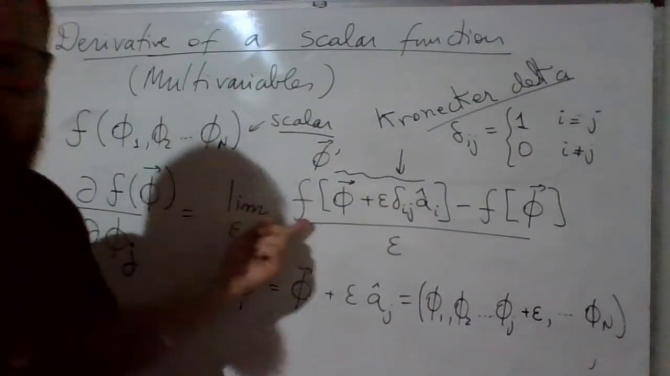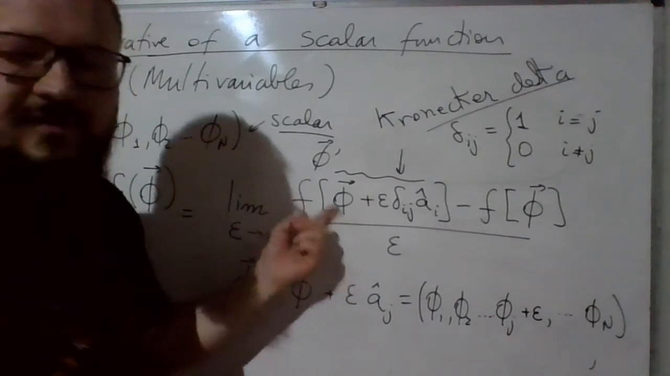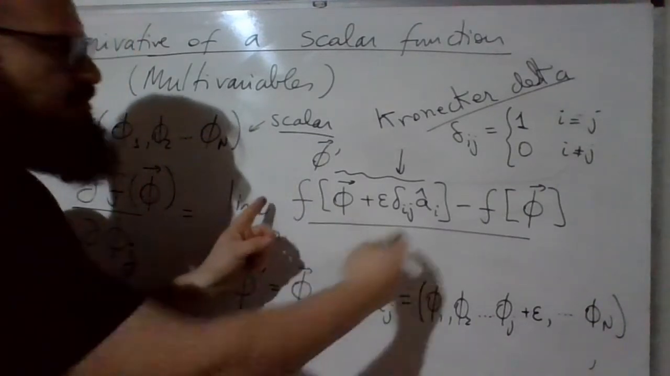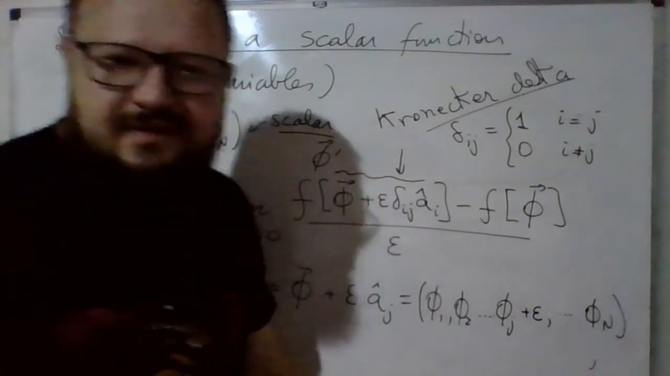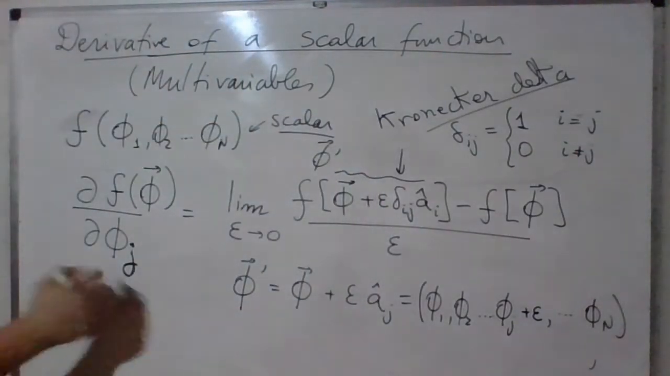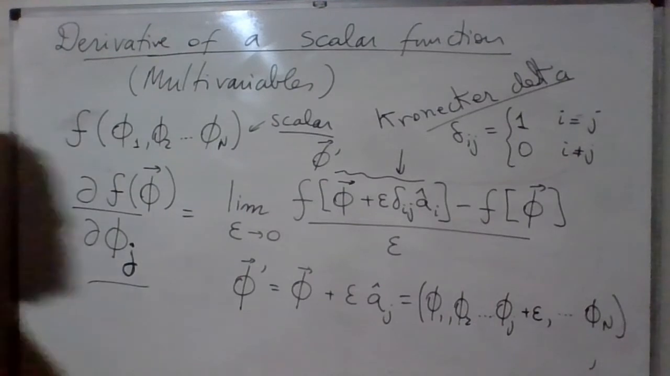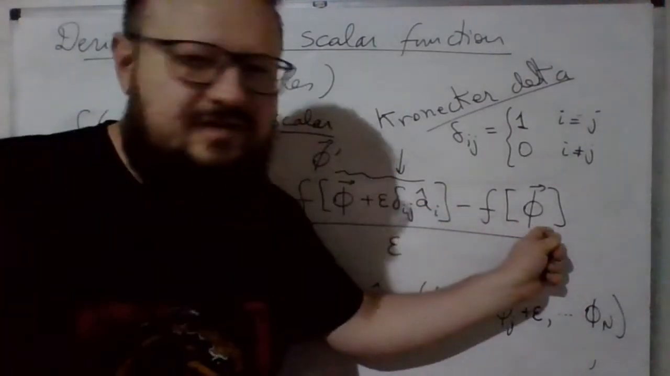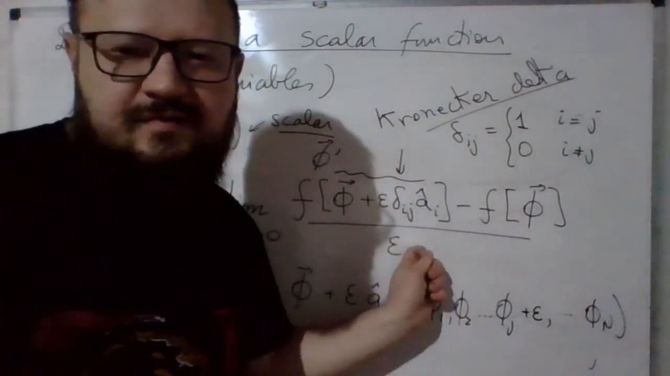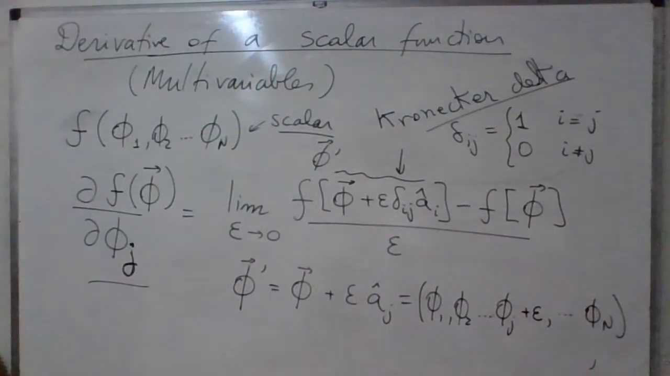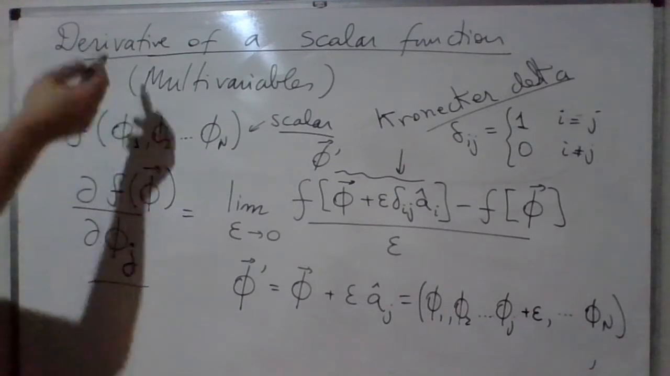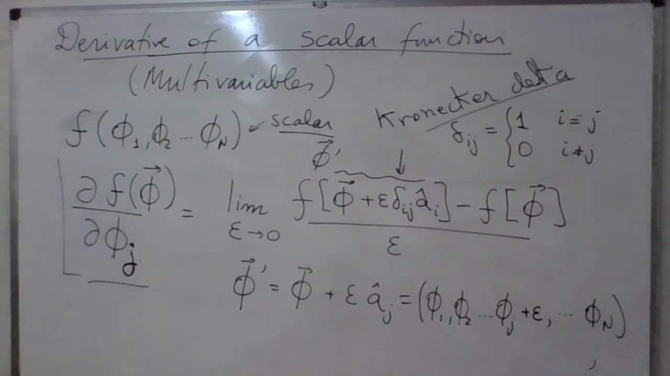And then this is the definition of a derivative for a scalar function. You pick up the function with a small displacement in the direction which you choose to variate, minus the original function divided by that small amount epsilon. This is the definition of derivative of a scalar function, okay?